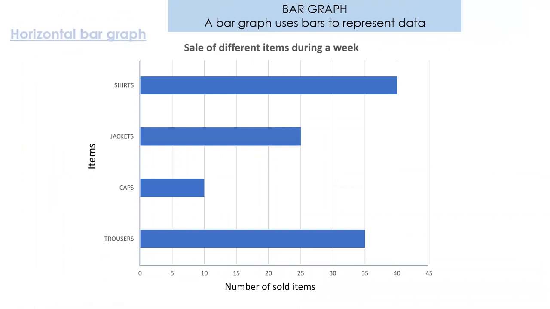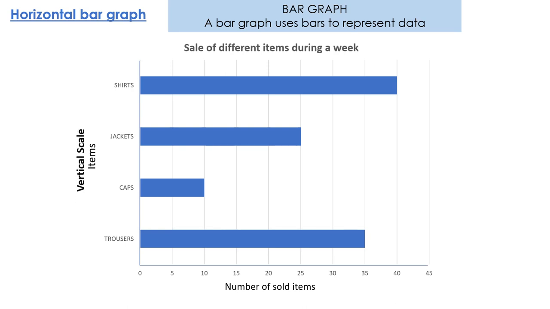This is a horizontal bar graph. It shows the sale of different items during a week. In this bar graph, items are shown using the vertical scale and the number of sold items is shown using the horizontal scale.